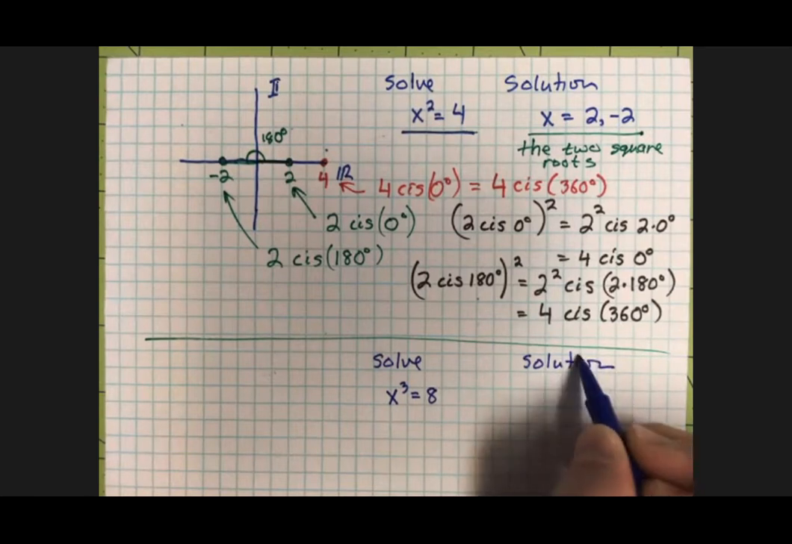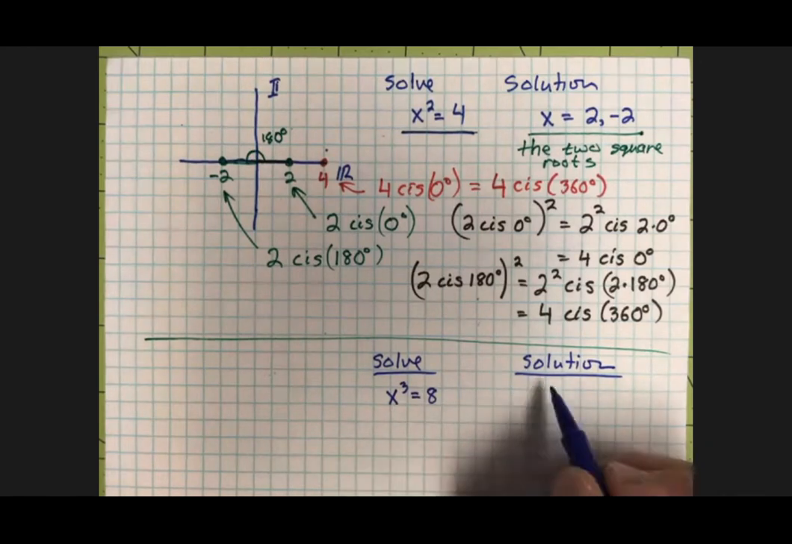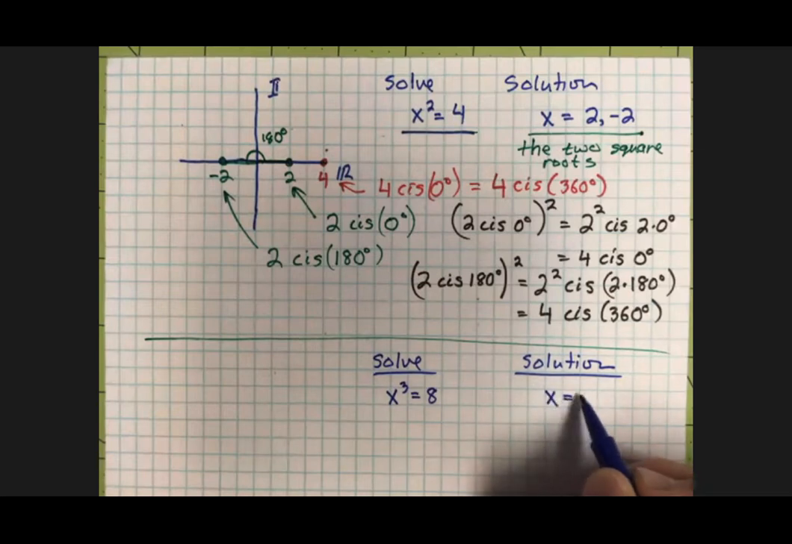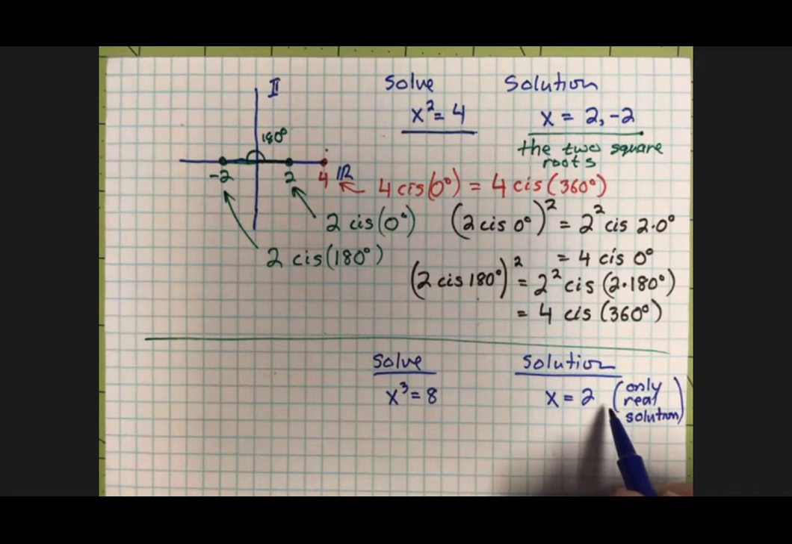Well, among the real numbers, you know that there's only one real number whose cube is 8. 2 times 2 times 2 is 8. That's the only solution. That's the only real solution. By real, I mean real number solution.